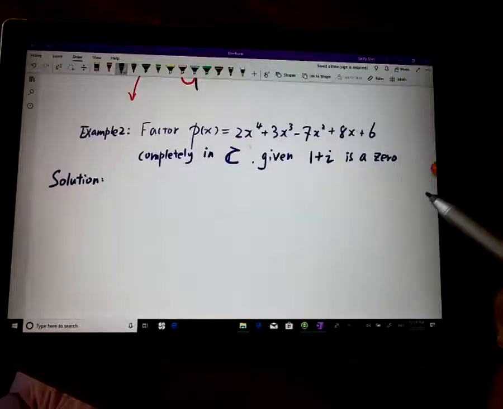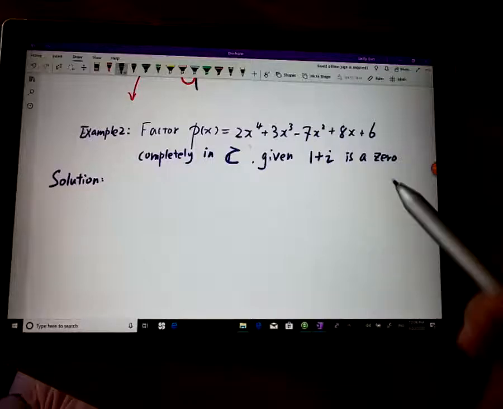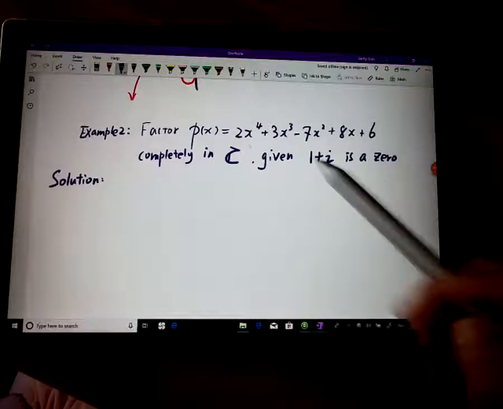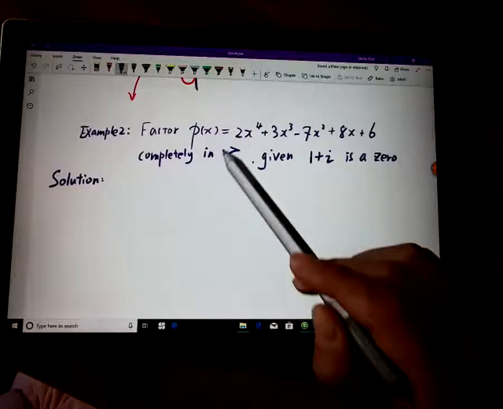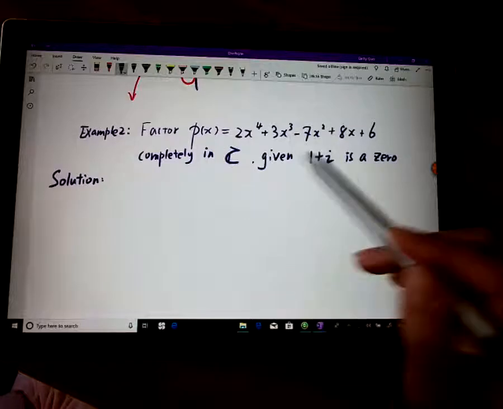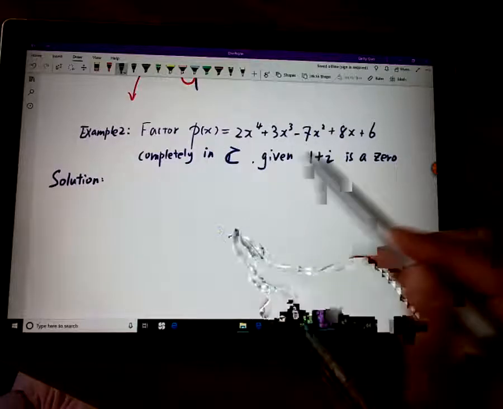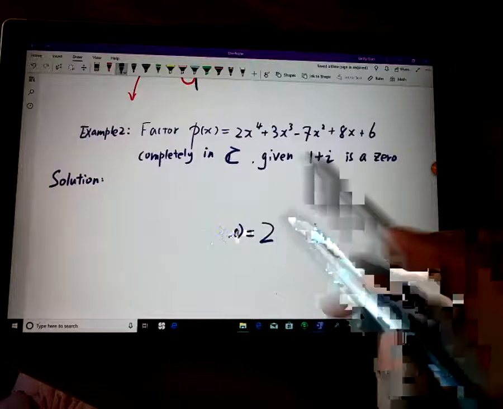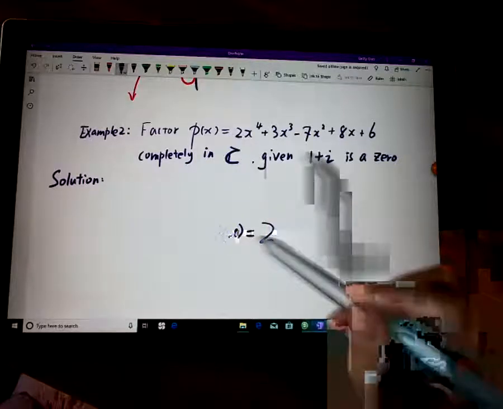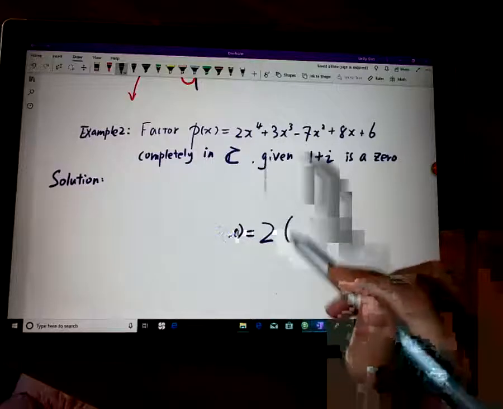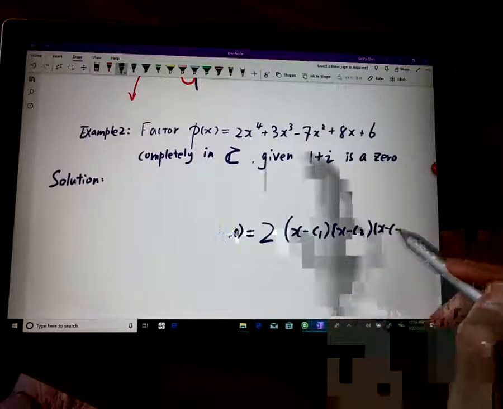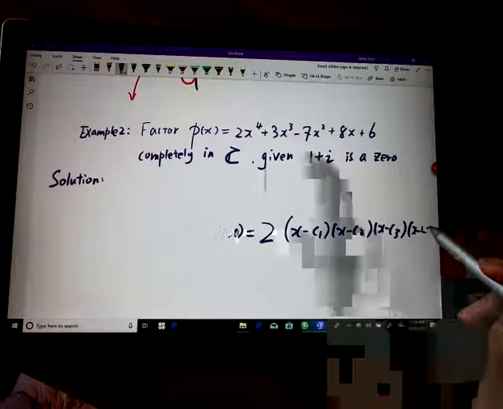Then because the degree is 4, the function should have 4 zeros, right? Yeah, so we are expecting 4 zeros for this function. Also, we know the function can be written in this form. The leading coefficient is 2, right? The leading coefficient is copied here, and then x minus c1, x minus c2, x minus c3, x minus c4.